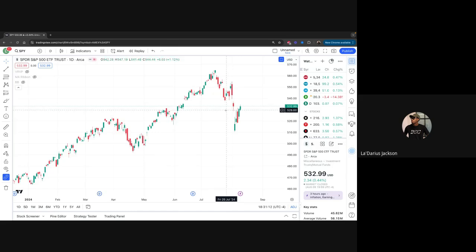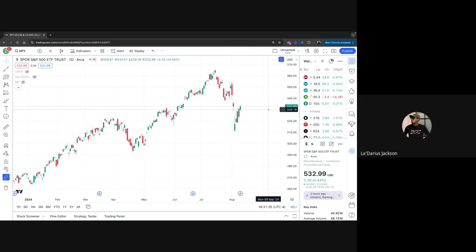Now we need to find a tradable range. What I like to do to find my tradable range is plot out my support and resistance. Support and resistance is pretty much just a line or a zone on your chart where the stock will either reject or break through. This is going to help you identify your trading range. So currently the stock is at 532.99. We'll just call it 533.